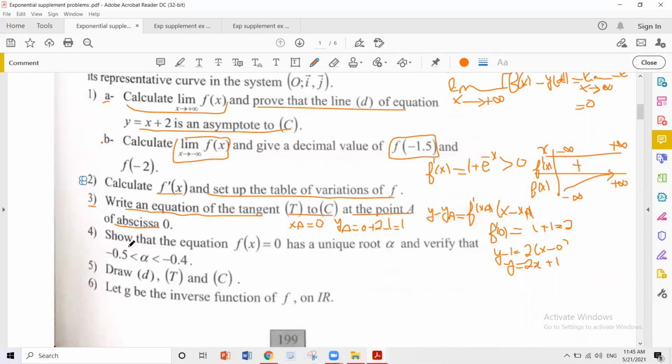Show that the equation f(x) equals 0 has a unique root alpha, and alpha is between minus 0.5 and minus 0.4. How to prove this? How to prove the equation f(x) equals 0 has a unique root alpha? Come on guys, how to prove the equation f(x) equal to 0 has a unique solution alpha?